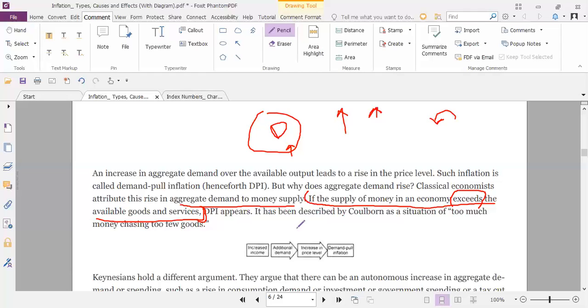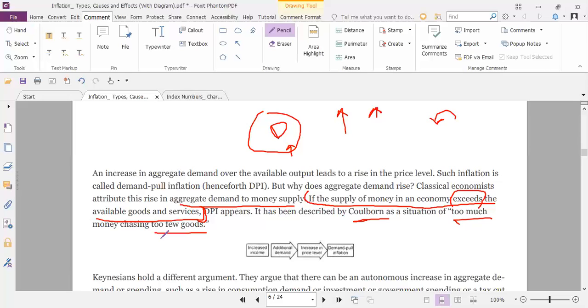Demand pull inflation has been described by Paul Bond. This is an economist's name. He has described demand pull inflation as a situation of too much money chasing too few goods. So you have too much money, but goods are very few. So it's too much money chasing too few goods, right?